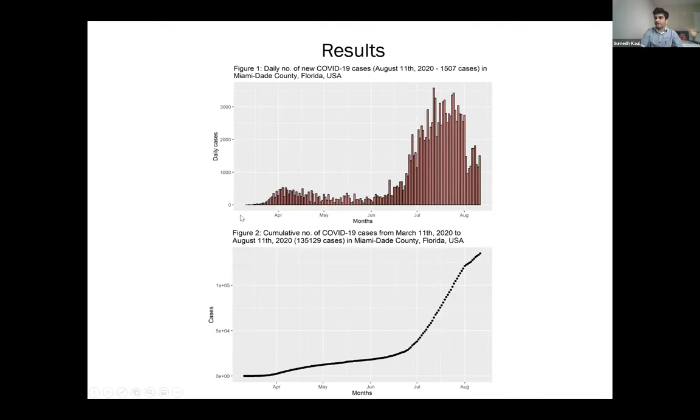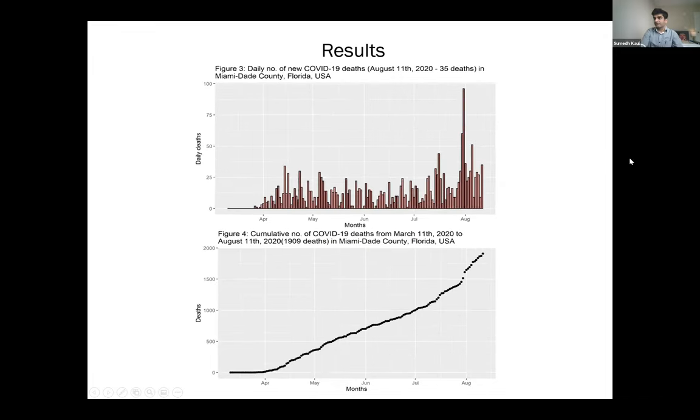Here are figures one and two, which give the daily number of new COVID-19 cases in the county, and figure two gives the cumulative number of cases in the county. Figure three is similar to figures one and two: we have the daily number of deaths and the cumulative number of deaths in the county.